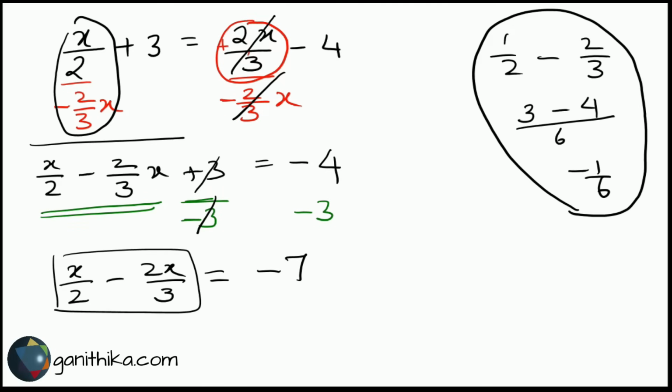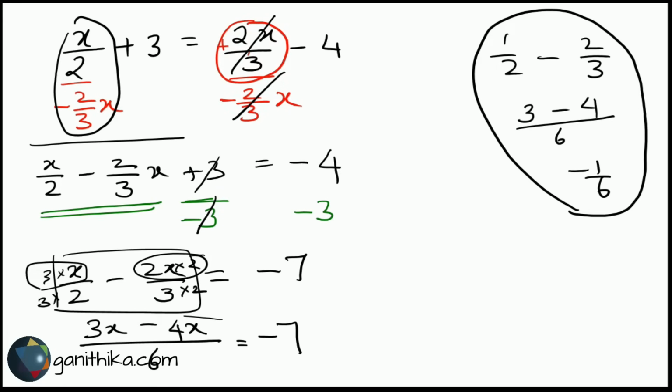The same way you do it here. You take the LCM as 6, multiplying this by 3 and multiplying this by 3 and multiplying this by 2 and this by 2. This is the way we do addition and subtraction of fractions in numbers. So you do the same thing, whereas here we have 3x and here we have minus 4x is equal to negative 7. So now simplify this. 3x minus 4x is minus 1x. We don't usually write the minus 1 there, so we write minus x over 6 equal to minus 7.